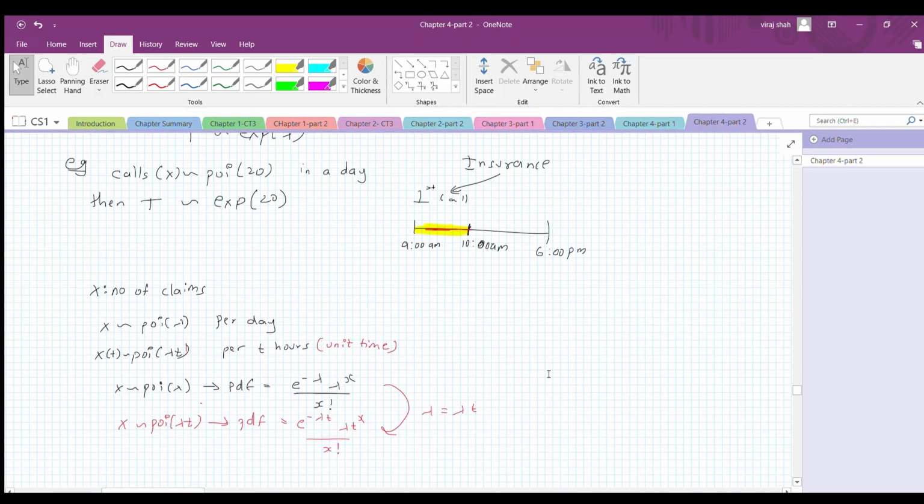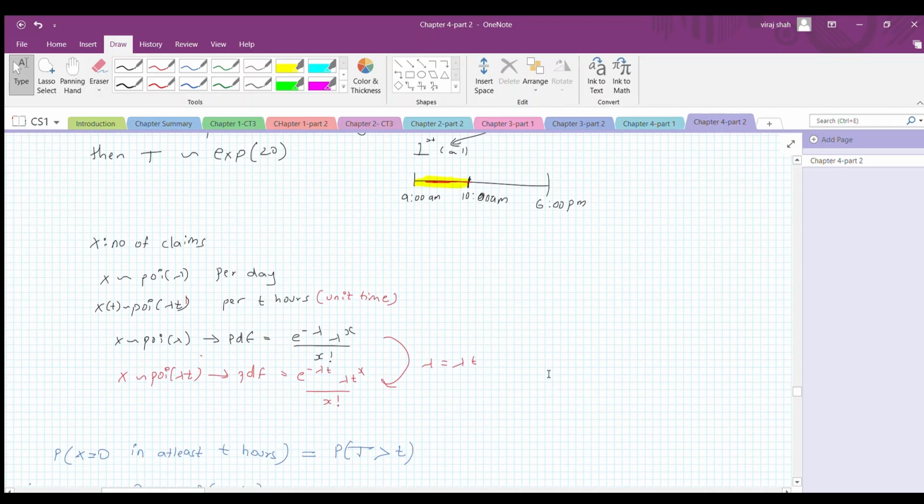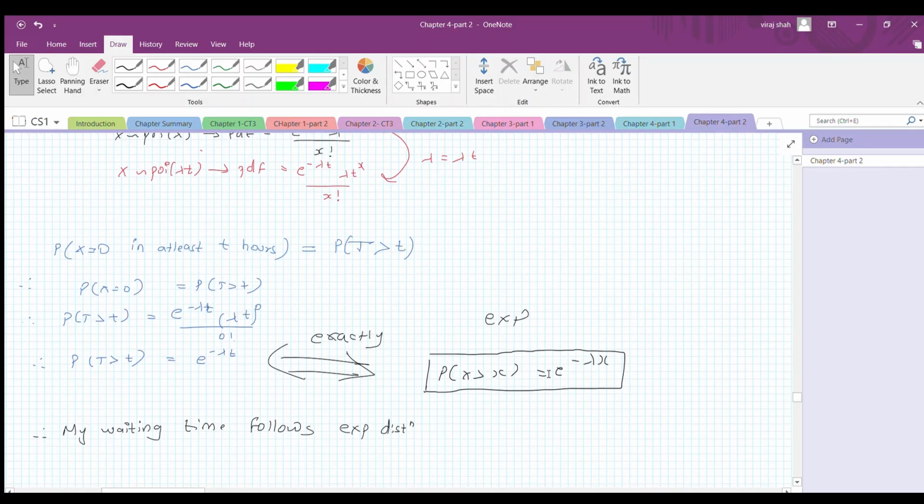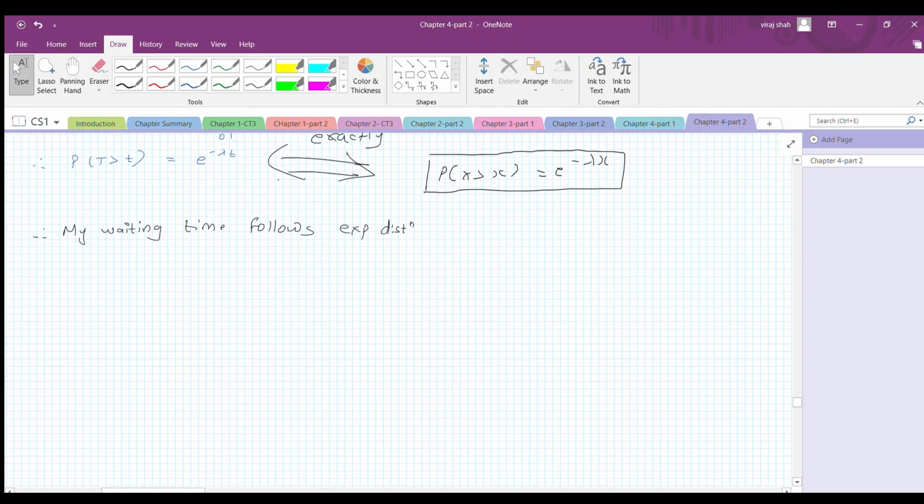Then I wrote Poisson. I established a Poisson rate per t hours, or per t unit time. Then I proved that basically my waiting time follows exponential. This was my proof. So now I can say that my waiting time follows exponential.